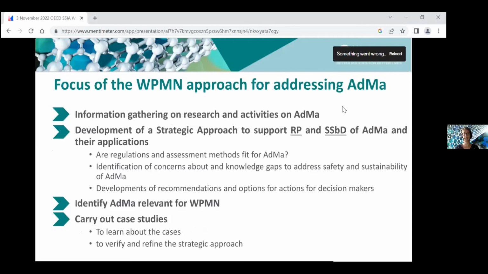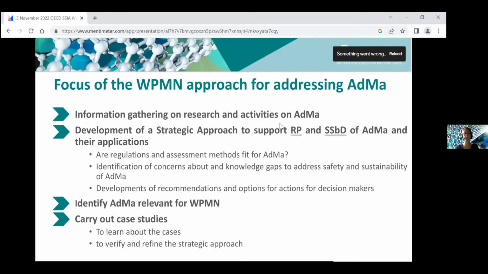So what work is WPMN carrying out for addressing advanced materials? On the one hand, we gather information on research and activities of the member countries of OECD WPMN with regards to advanced materials. But one main task of the steering group is to develop a strategic approach that supports regulatory preparedness and safe and sustainable by design for advanced materials in their application. And with this strategic approach, there are several questions that should be answered.